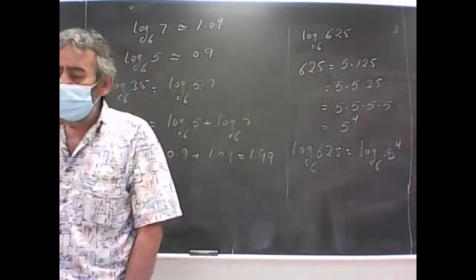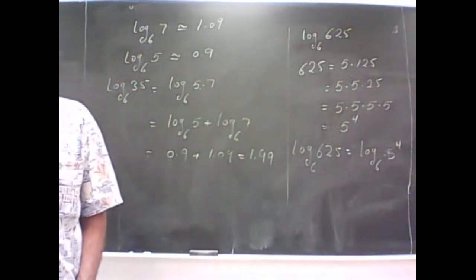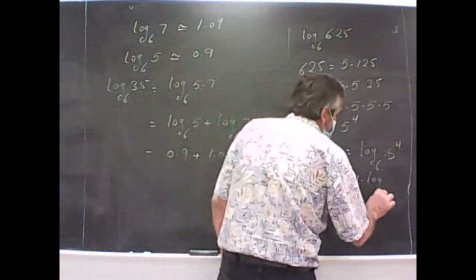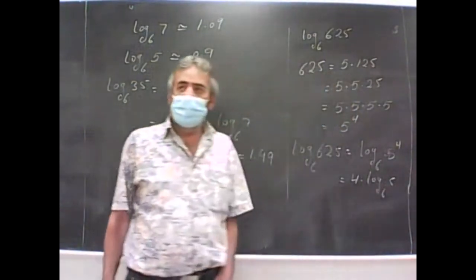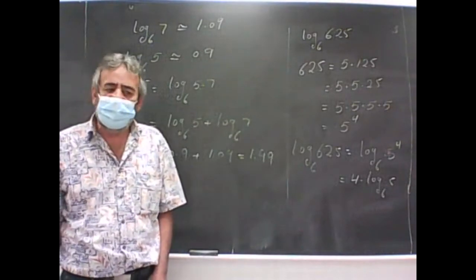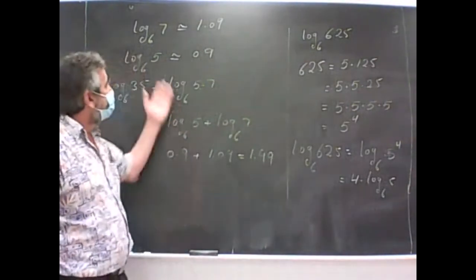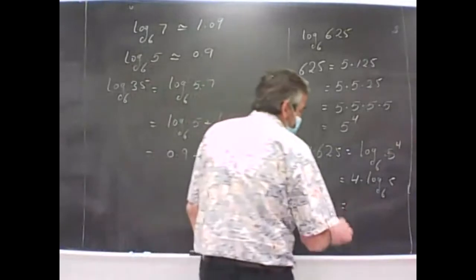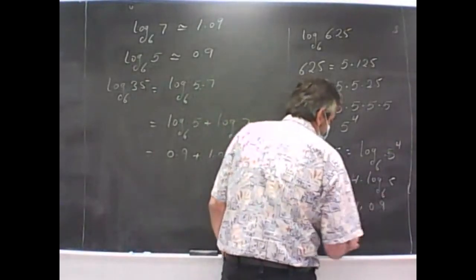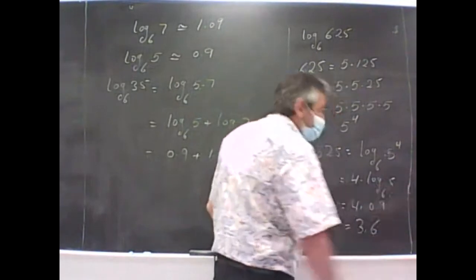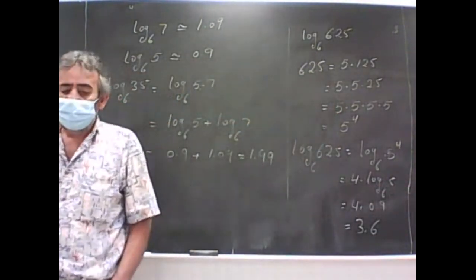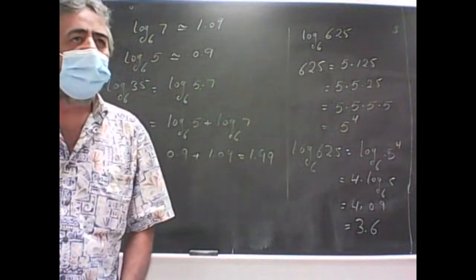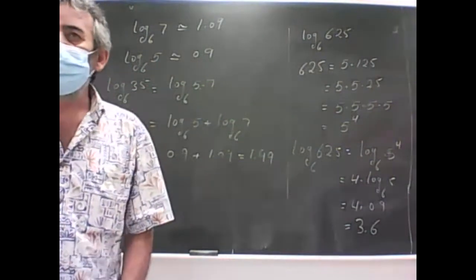Yeah? What did we say we do with the exponent? Bring it to the front. So that's equal to 4 times log base 6 of 5. And what is log base 6 of 5? So that is 4 times 0.9, and that is 3.6, and we evaluated that expression using simply what? The rules of product and maybe division and so on. Yeah?